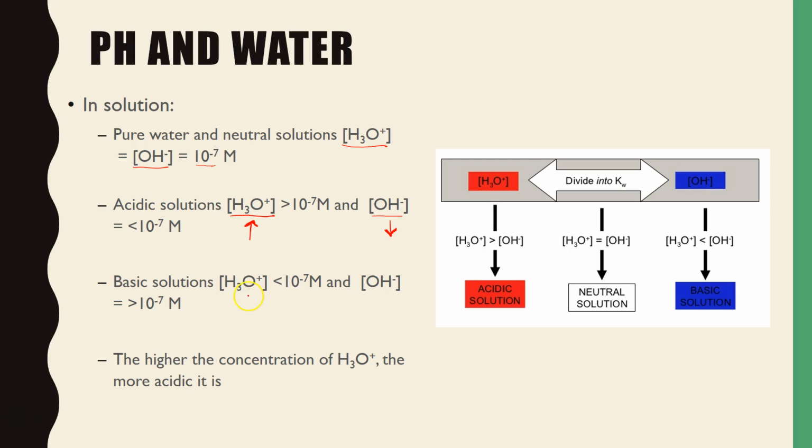Similarly, for basic solutions, there'll be a decreased concentration of hydronium, and there'll be an increased concentration of hydroxide, which is shown exactly here. The concentration of hydronium is greater than hydroxide in acidic environments, and the concentration of hydroxide is greater than hydronium in basic environments or alkaline environments. And when they're neutral, they're equal.